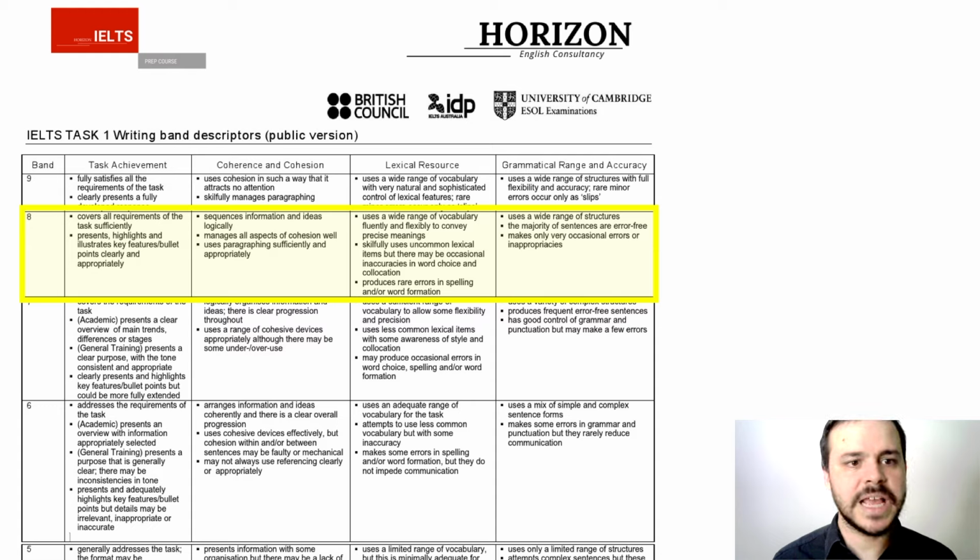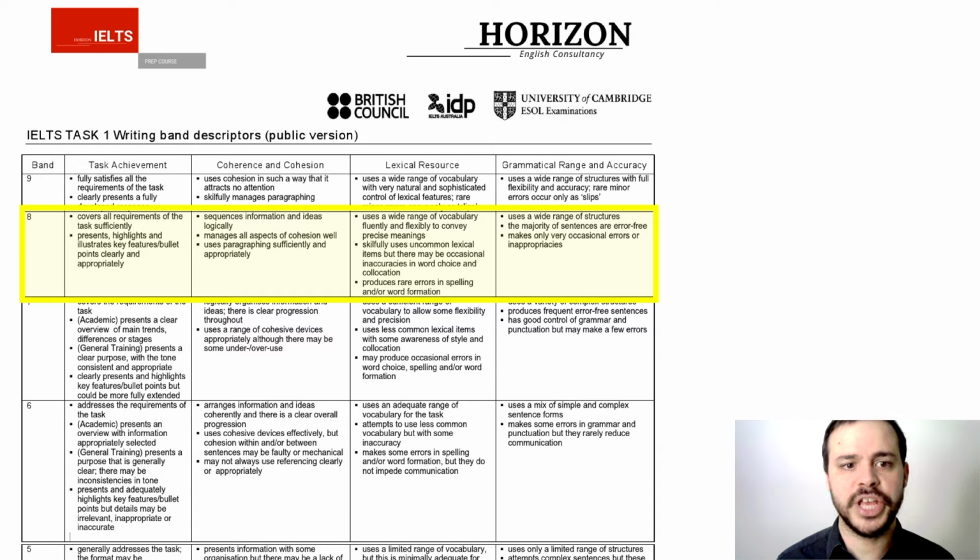And here, there is everything you need to do or to present in your essay in each of the 4 criteria, in order to be successful in the task. In this case, in task achievement, for you to get a band 8, your essay needs to cover all requirements of the task sufficiently, present, highlight, and illustrate the key features or bullet points clearly and appropriately. In this case, his task achievement is partial. He didn't cover everything that is required.